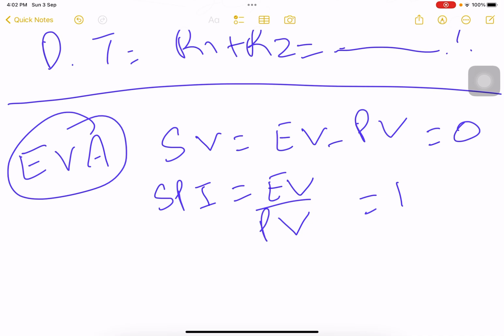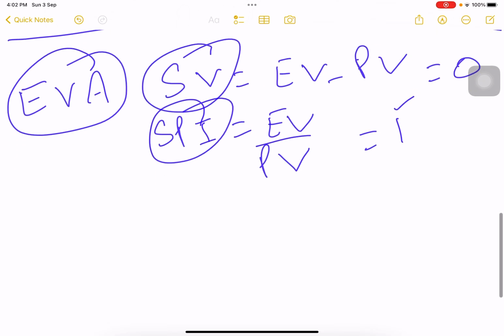If it is 1 or greater, that is good. If it is 1, we are on schedule. If it is greater than 1, we are ahead of schedule. If it is below 1, we are behind schedule. This is basically schedule variance for you guys. Schedule variance, also known as schedule performance index.